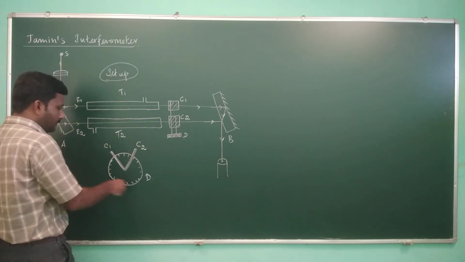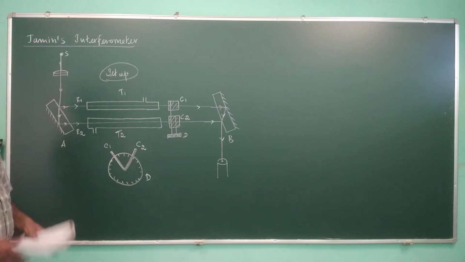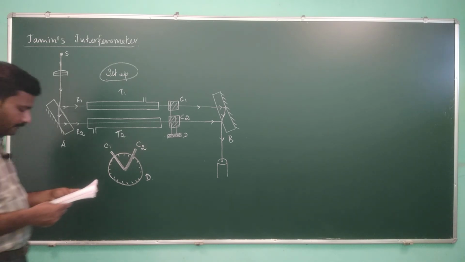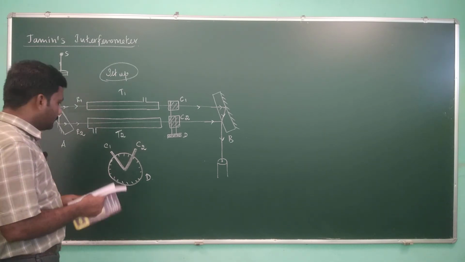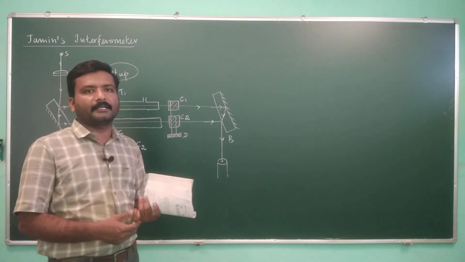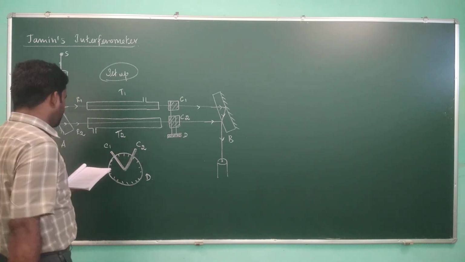Now this disc's reading is given in terms of the number of fringes, fringe shift, and refractive index. So from this disc we can directly read the refractive index of the gas material. Let me write the equation for that.